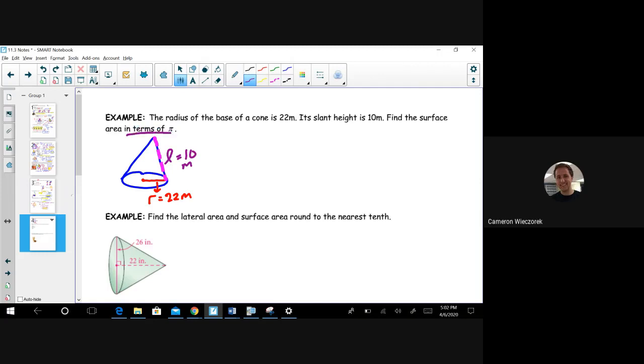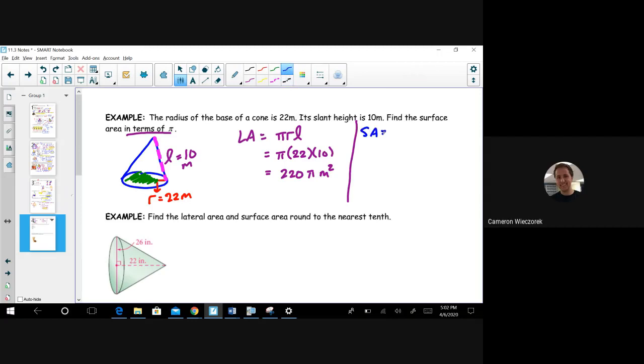Again, we're going to leave it in terms of pi. So I'm going to do lateral area first, pi times r times L. They give me everything. 22 times pi times 10 is 220 pi meters squared. So that's the surrounding part of the party hat, the part that goes up to the top. Now I need to include the area of the circle on the bottom.